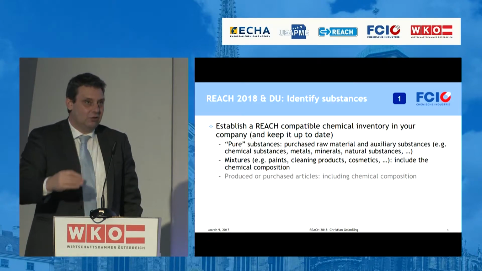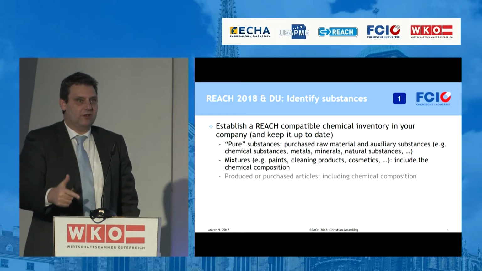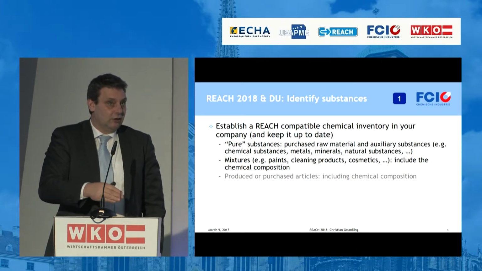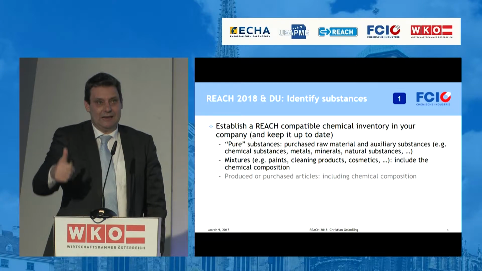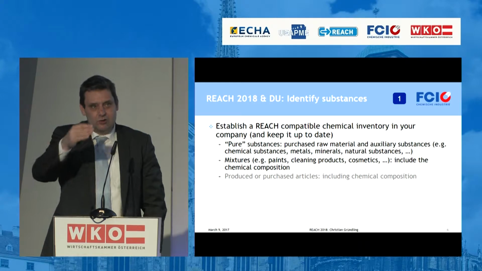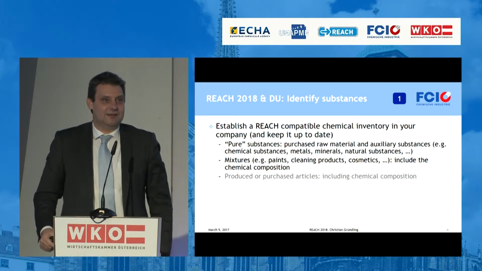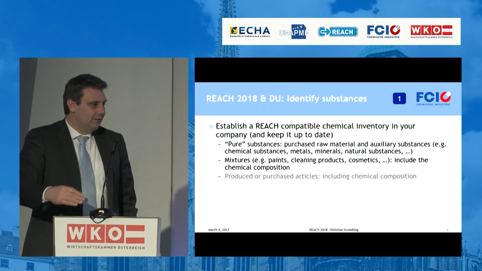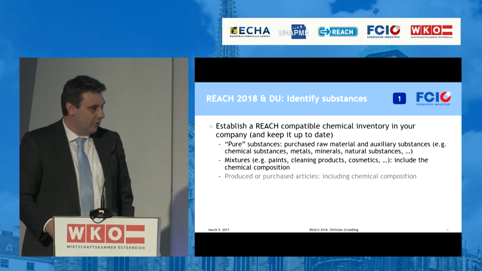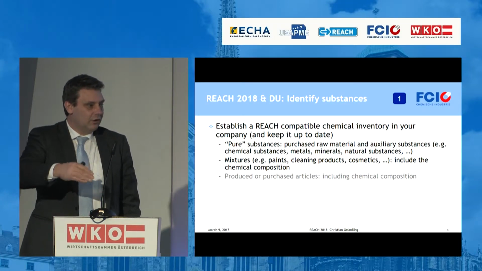What kind of information should that include? Pure substances, which is purchased raw materials, auxiliary substances, but including not only chemical substances, also consider metals, minerals, natural substances, everything which in the broader sense, or if you look at the REACH definition, is a substance. Then, of course, we have around 100,000 substances in Europe, but the mixtures are the real challenge, because then we are talking 2 million and more.